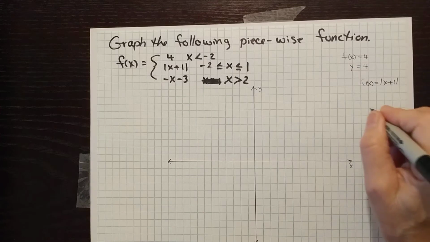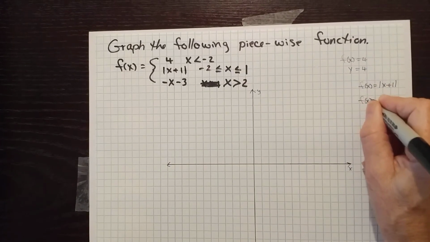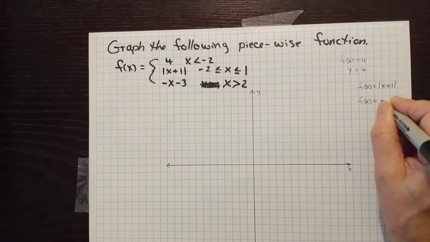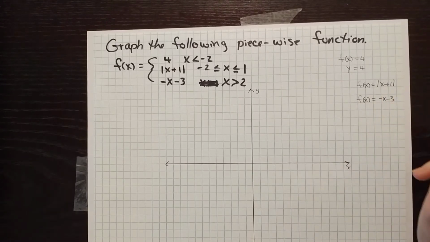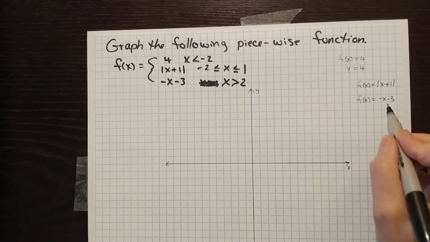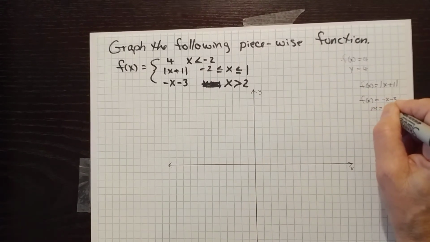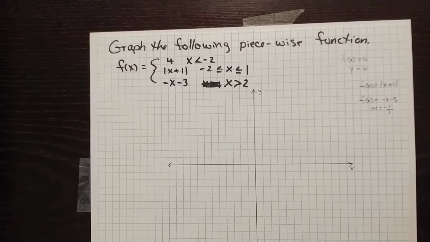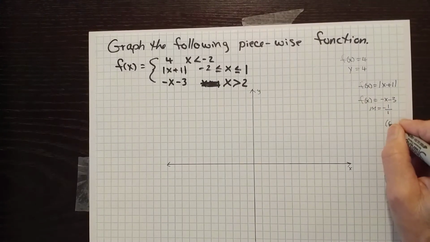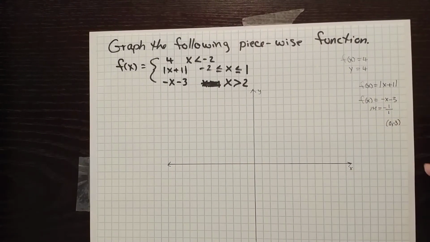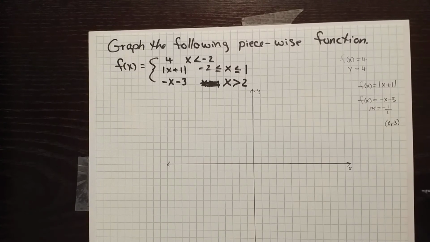And then the third piece of our piecewise function is f of x, or y, equals -x minus 3. This is a linear function, a line. If you consider this to look like y equals mx plus b, you can see that the slope right here is -1. The slope is a rate of change, so I'll write it like that. And the y-intercept is -3. So this is just a line for this piece of the function.